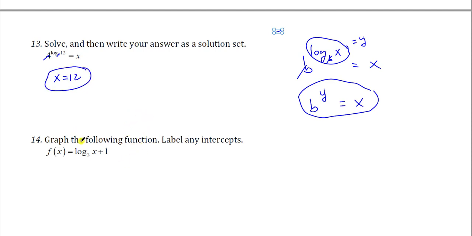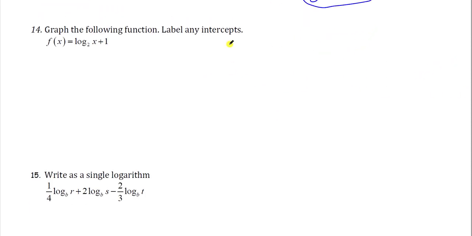The next question is graph the log function and label any intercepts if they have one. Now, remember for the log function, the domain should be bigger than 0, to the right of 0. We cannot have 0 for x or something less than 0, because 2 to the power of something must always be bigger than 0. We cannot get a 0 or a negative value.